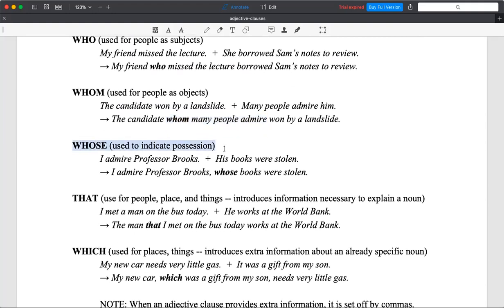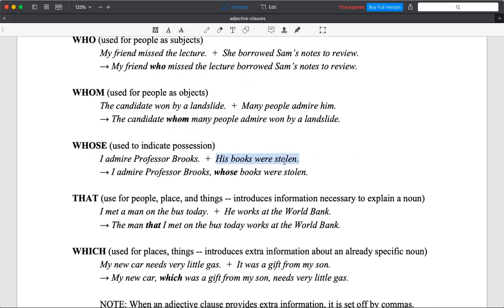We use whose to indicate possession. I have two short sentences. I admire Professor Brooks. My second short sentence is, his books were stolen. If you have many short sentences, your score in the test will be lower because your sentences are short and dull. It makes your writing not very advanced. In order to avoid that, you need to use the adjective clause.